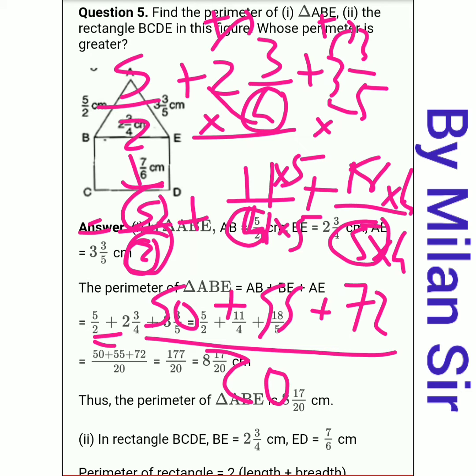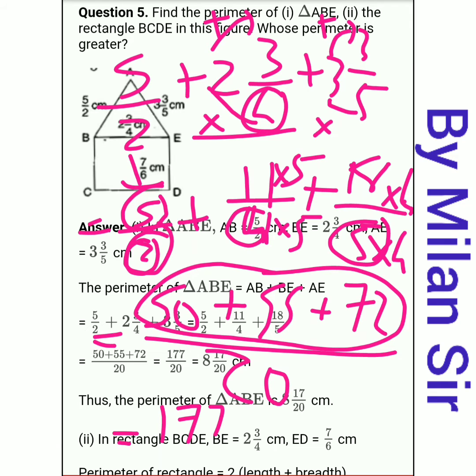So we need to think what number we can multiply with the denominator. The same number we need to multiply with the numerator as well. Now we can add our numerators. 50 plus 55 is 105, plus 72 is 177. Denominator 20 as it is.